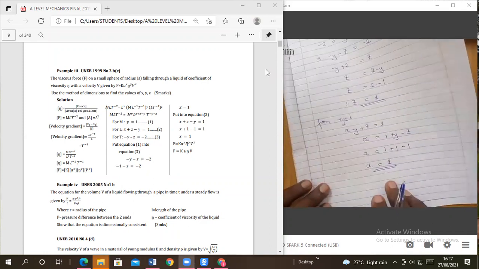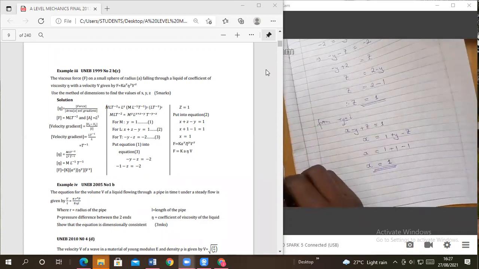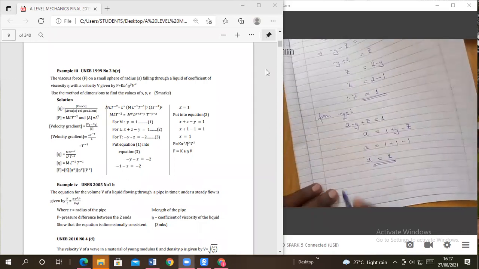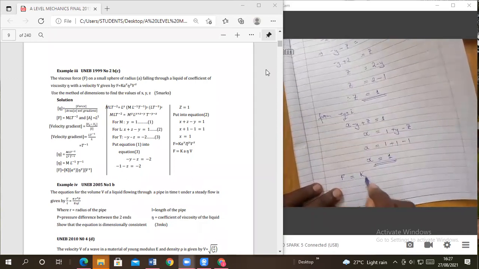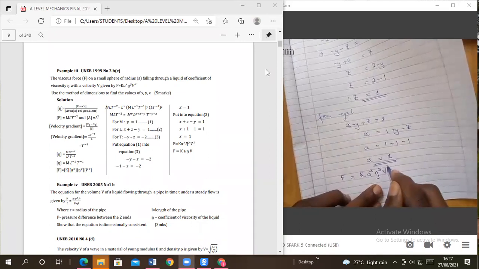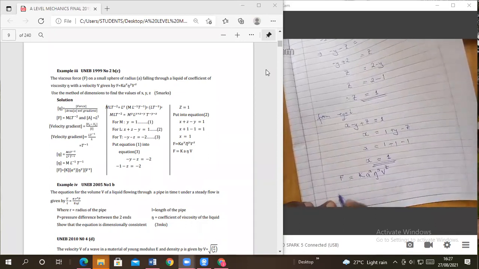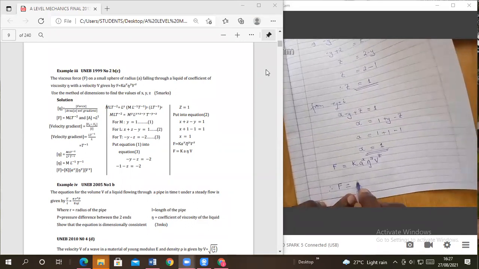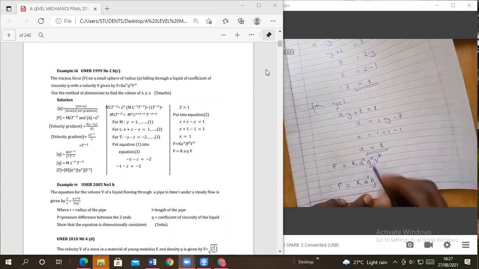Okay, now if we have got all the unknowns, we have got all the powers. Now we put them back into our formula, which was F is equals to K A to the power X, N to the power Y, then V to the power Z. So our equation becomes F equals to K, A to the power 1, then N, which is for Y, we also got 1, then V is also 1.